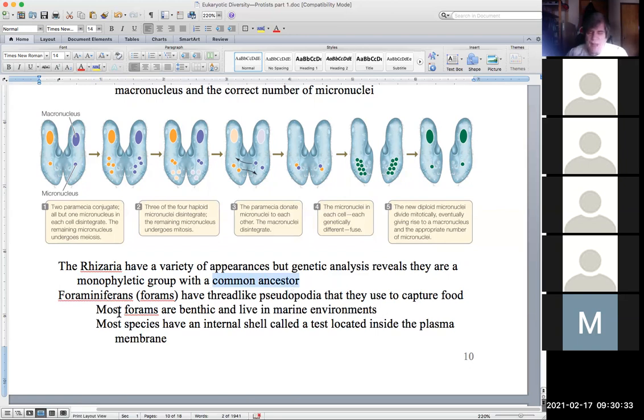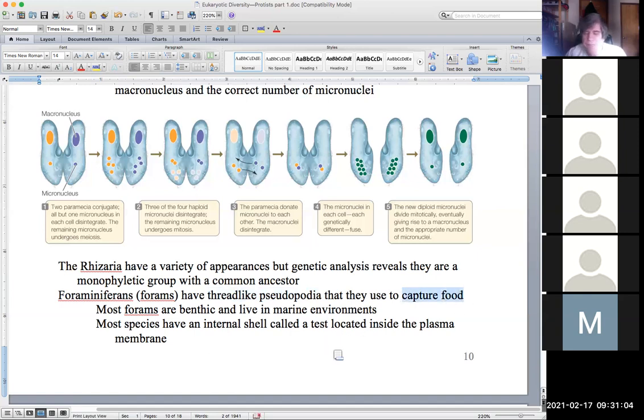One of the things that they have in common, and that we can see very well in the foraminiferans, is most of the organisms in this group have thread-like pseudopodia. Now remember, we saw pseudopodia on amoeba the other day. Thread-like pseudopodia literally are like threads. They're very narrow structures. In foraminiferans, they use these to capture their food.